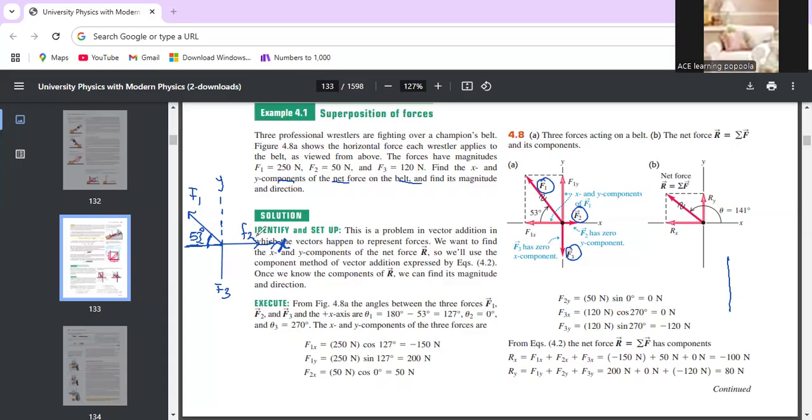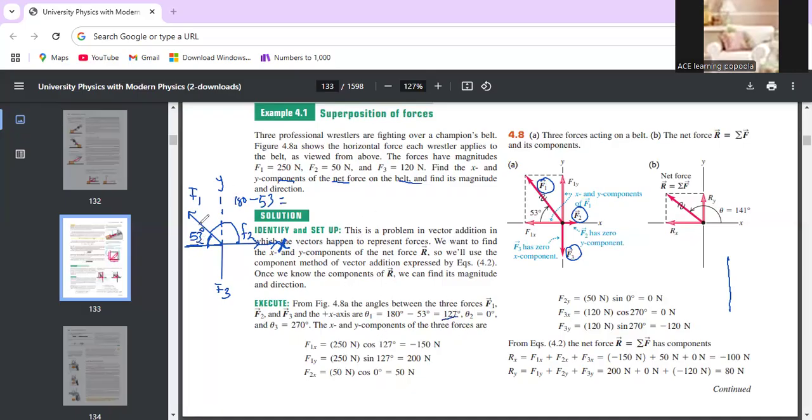All directions to the right will be taken as positive, and directions to the left in the horizontal will be taken as negative, while directions above the line will be taken as positive and below the line will be taken as negative. Okay, so from here, if this angle is 53, then from here to here will just be 180 minus 53 to get this 127, which has been done here.